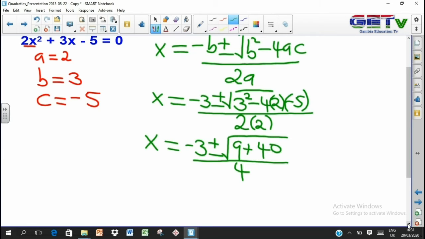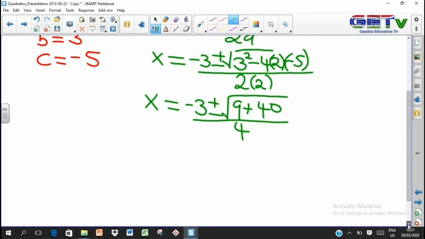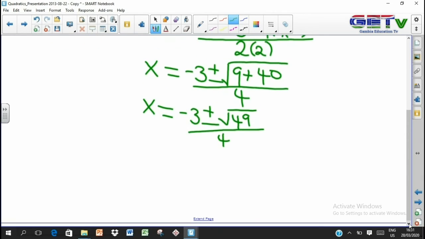Is that the answer to the solution of the question? No, we have to work further. Again, we have to make sure that we simplify what is in the root. And that will give x equals -3 plus or minus, if you add 9 plus 40, that will give us 49 all over 4. We still simplify what is in the root.